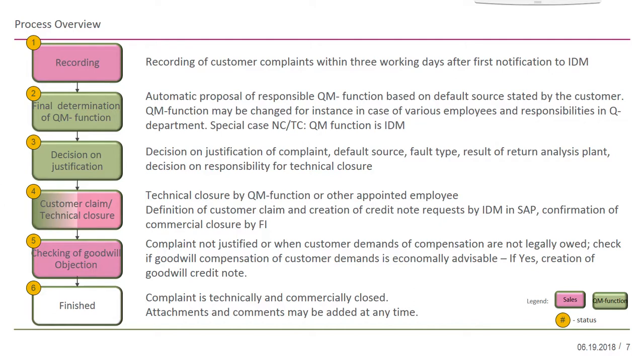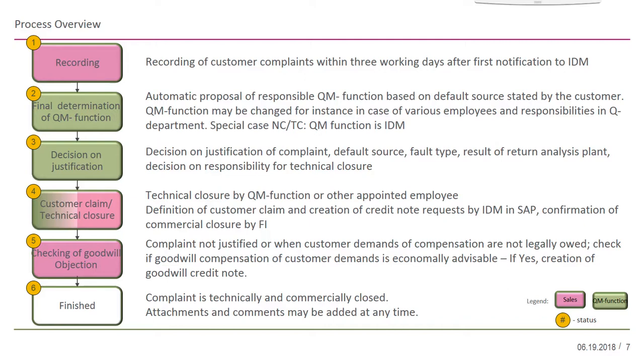So this is a process overview of the statuses that I was referring to. You can see on the left side of the screen there are pink and green bubbles, and the pink are going to represent items that are to be completed by the sales office, and the green represents items that are completed by the QM function. And at the top left of each box there is a yellow circle with a number in it. That represents the status of the complaint.